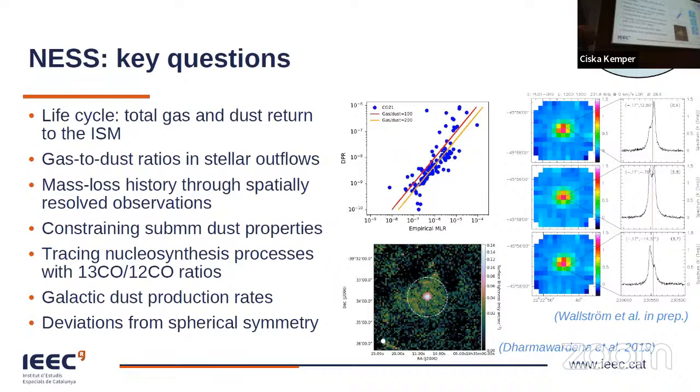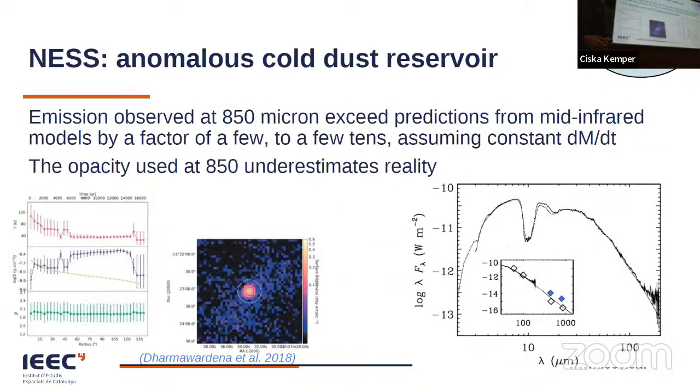And also CO line emission gives you another measure for the mass loss rate, which you can plot here and compare with the dust production rate. And you hope that you get a close relation here, which feeds back to the gas to dust ratio. So those are the key questions that we are addressing. But for the purpose of this talk, I want to talk about the anomalous cold dust reservoir that we have started to see. This was first detected in a pilot study that we did in 2018.